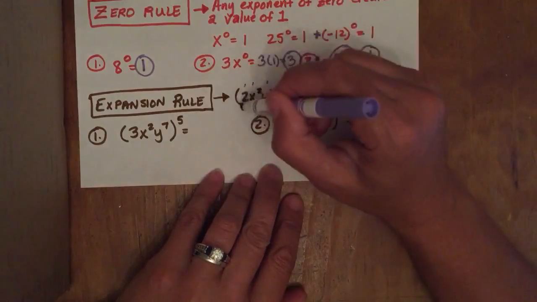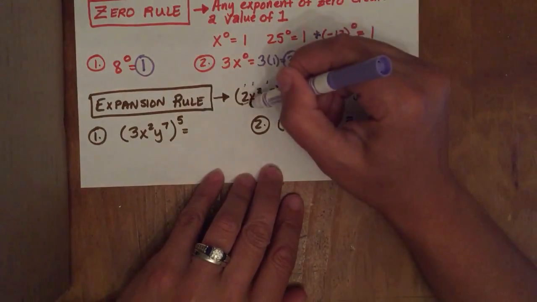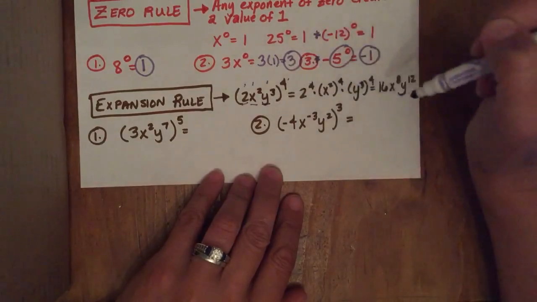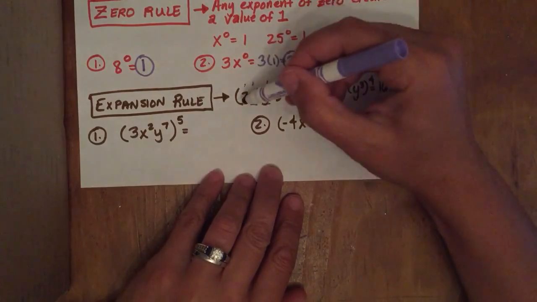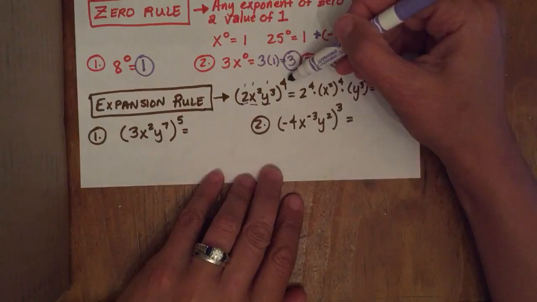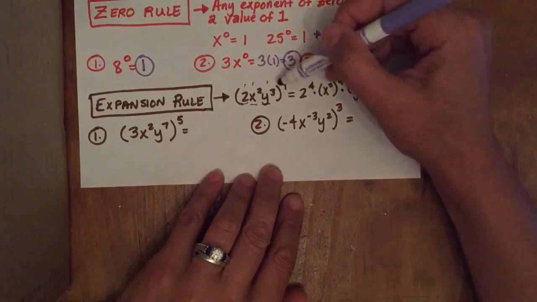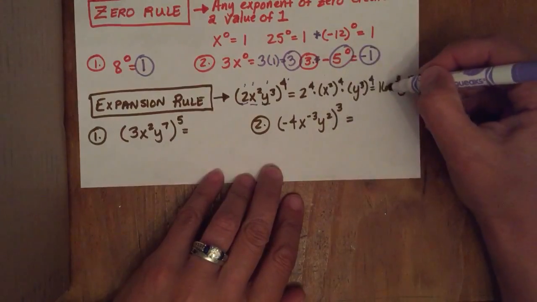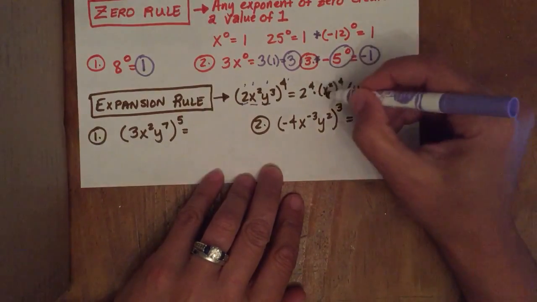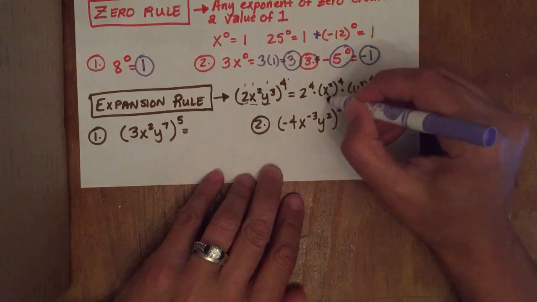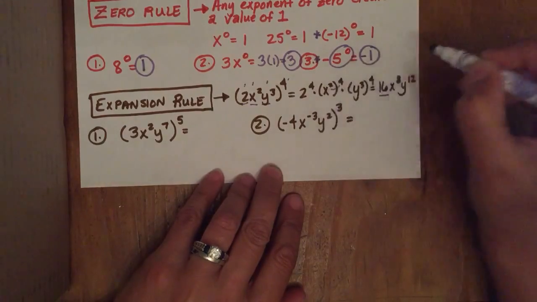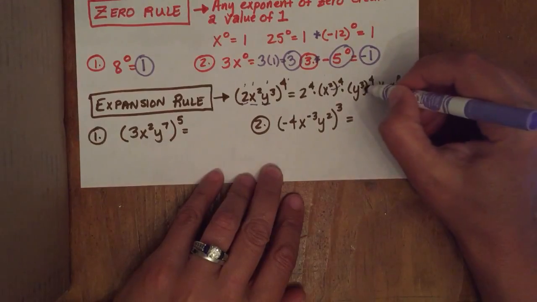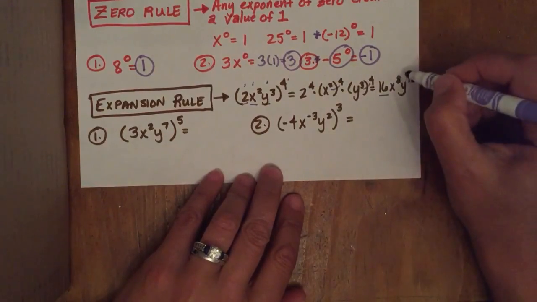So it's going to be 2 to the fourth times x squared to the fourth times y cubed to the fourth. Again, they're all multiplied together and they're all raised to that same exponent, so I have to put that fourth power on every term inside. So 2 to the fourth is 16. X squared to the fourth, that's power to a power rule. You multiply, gives you x to the eighth. And y cubed to the fourth, power to a power rule, gives you y to the 12th.